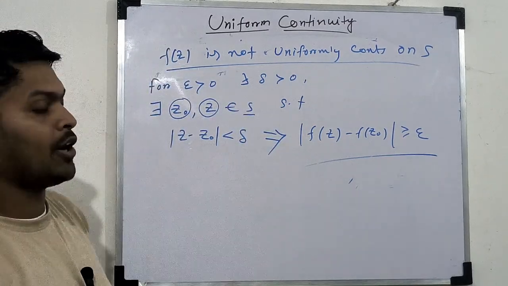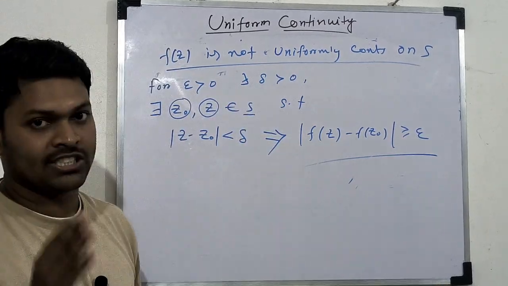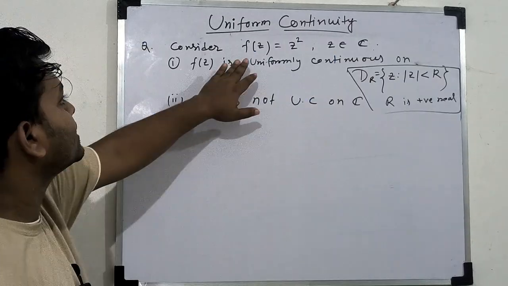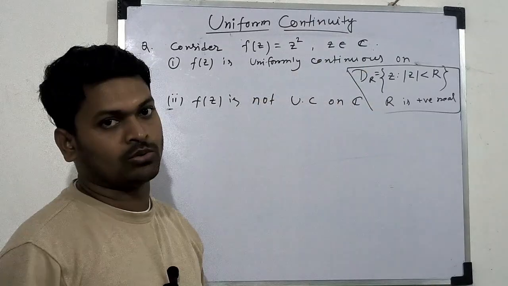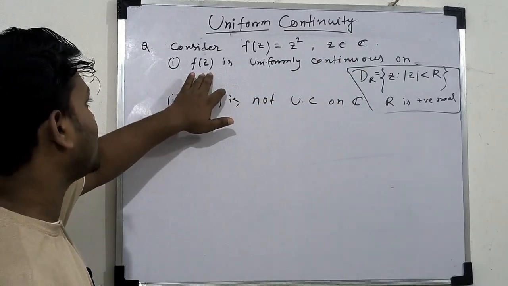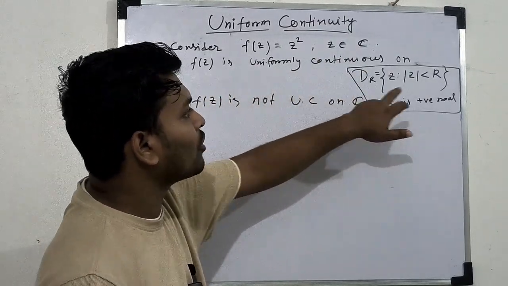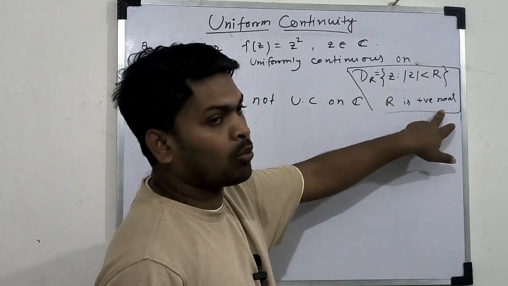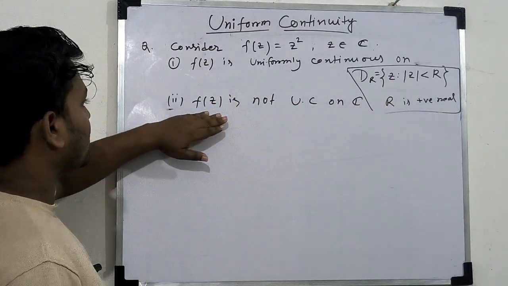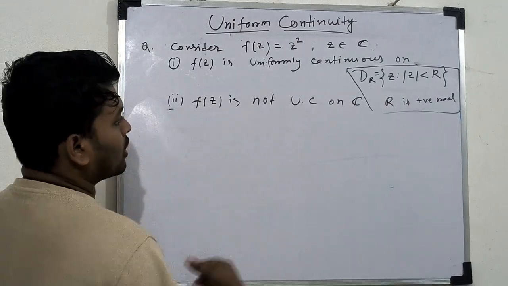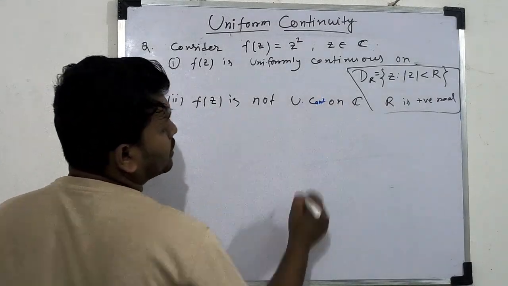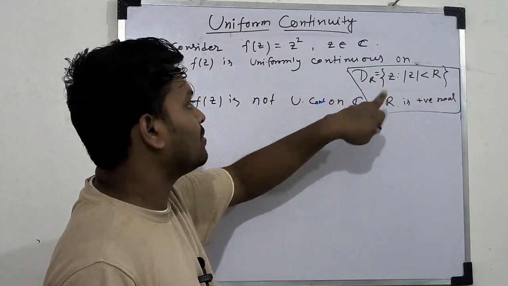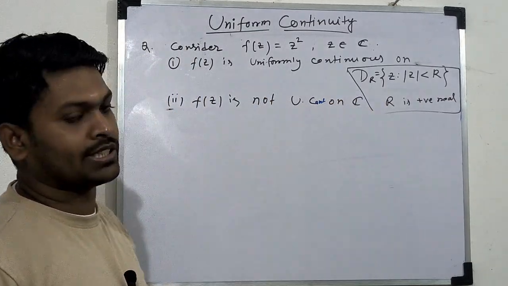So on this basis I will solve a problem which is very important for the mid semester examination. So let's see. Consider f(z) equal to z squared, z belonging to the set of complex numbers. First, f(z) is uniformly continuous on the set of z such that |z| less than r, where r is a positive real number, and second, f(z) is not uniformly continuous on the whole set C.